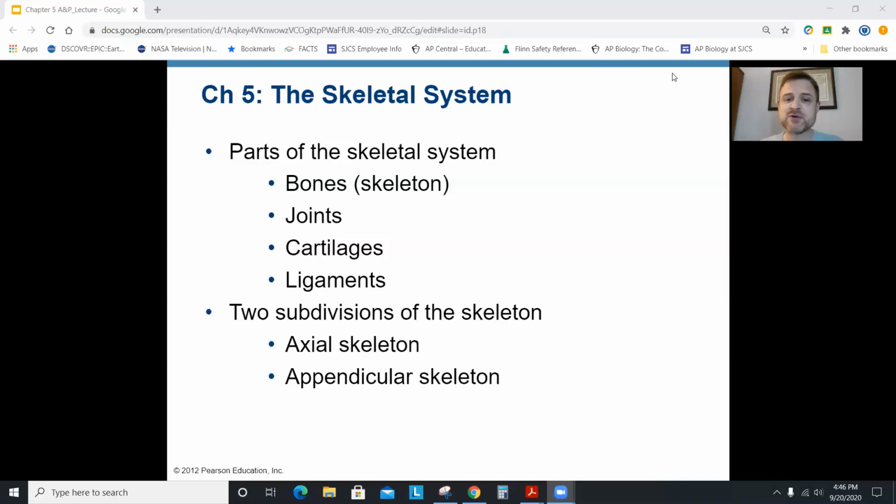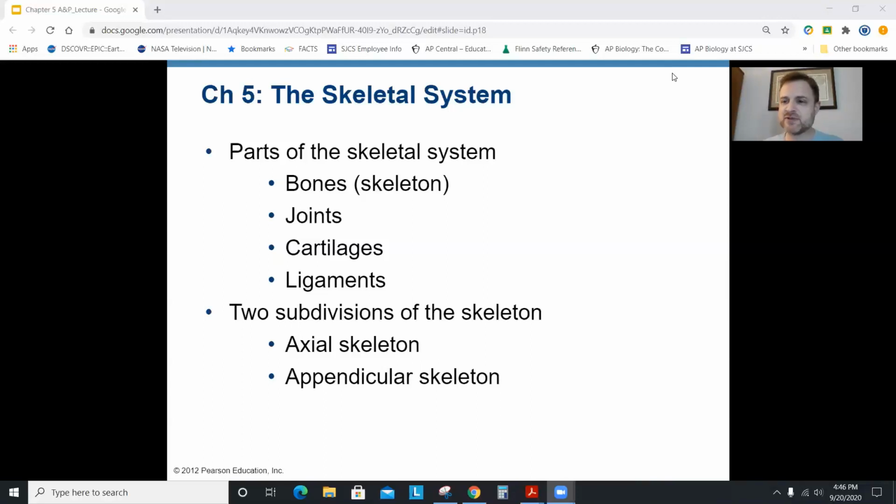So here we go. Again, we're talking about your bones, your skeleton. We're also going to include joints. Cartilage, remember, was a kind of connective tissue that you might find between vertebra or in your rib cage. Ligaments, again, were a type of dense connective tissue that connected bones together.